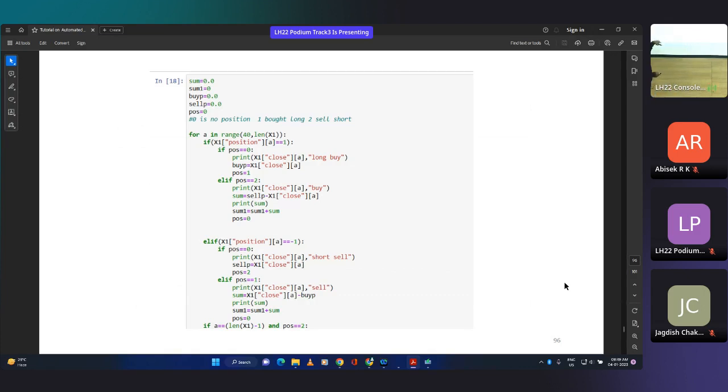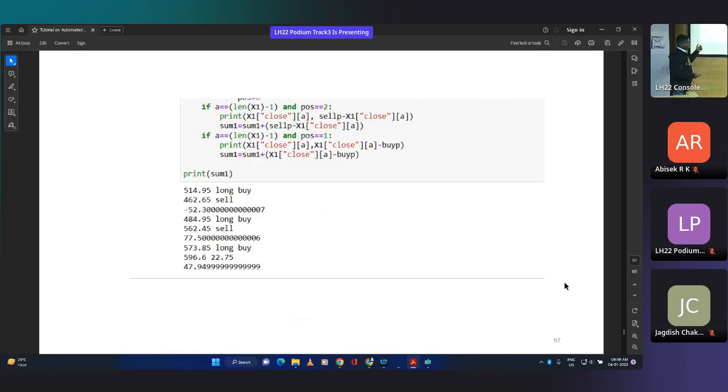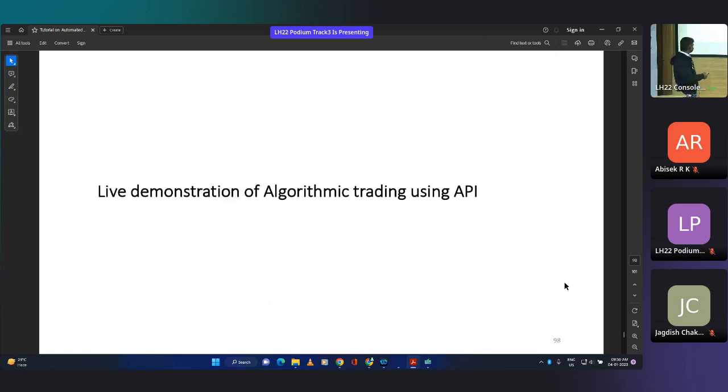I wrote my logic and executed it on the SBI data. I have taken only one stock. At this point I bought the stock, and at this point I sold it, and these are the transactions. We can accumulate these, and my accumulated result is this. I am getting some positive profit. In this way you can check any trading strategy on historical data. That is backtesting.